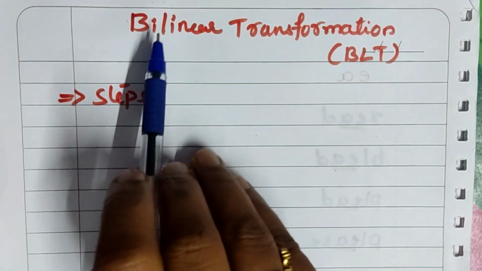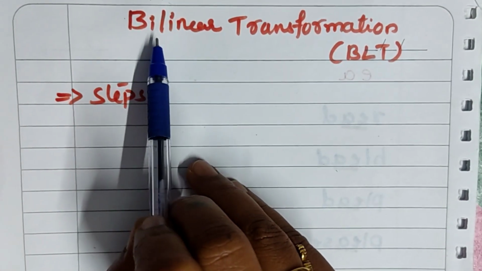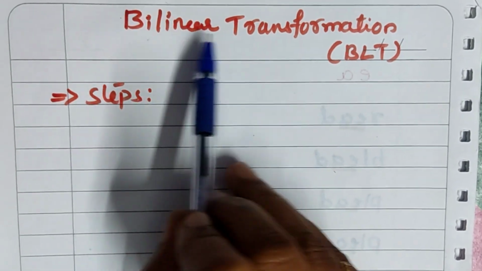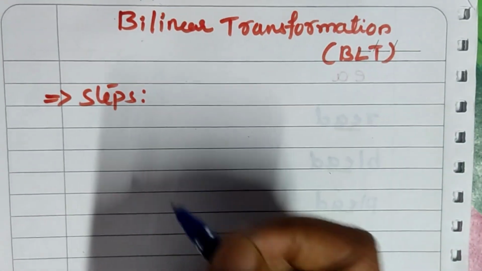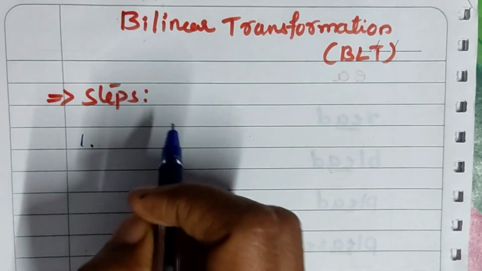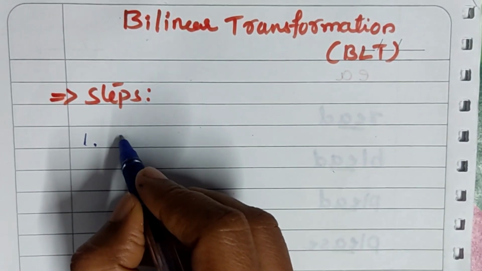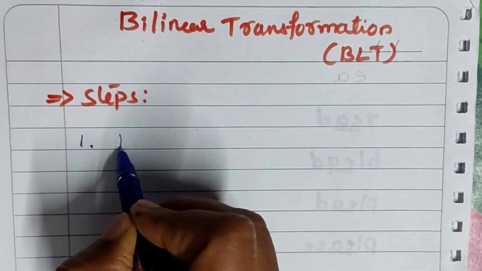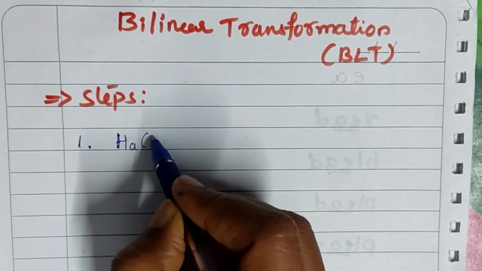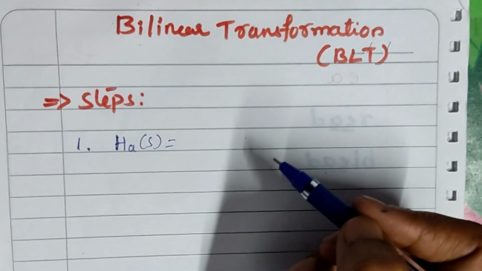Now we will see how to design digital filters by using bilinear transformation, which is called BLT. So the steps involved in this are: first step, from the given specifications, we have to calculate the analog transfer function HA of S.